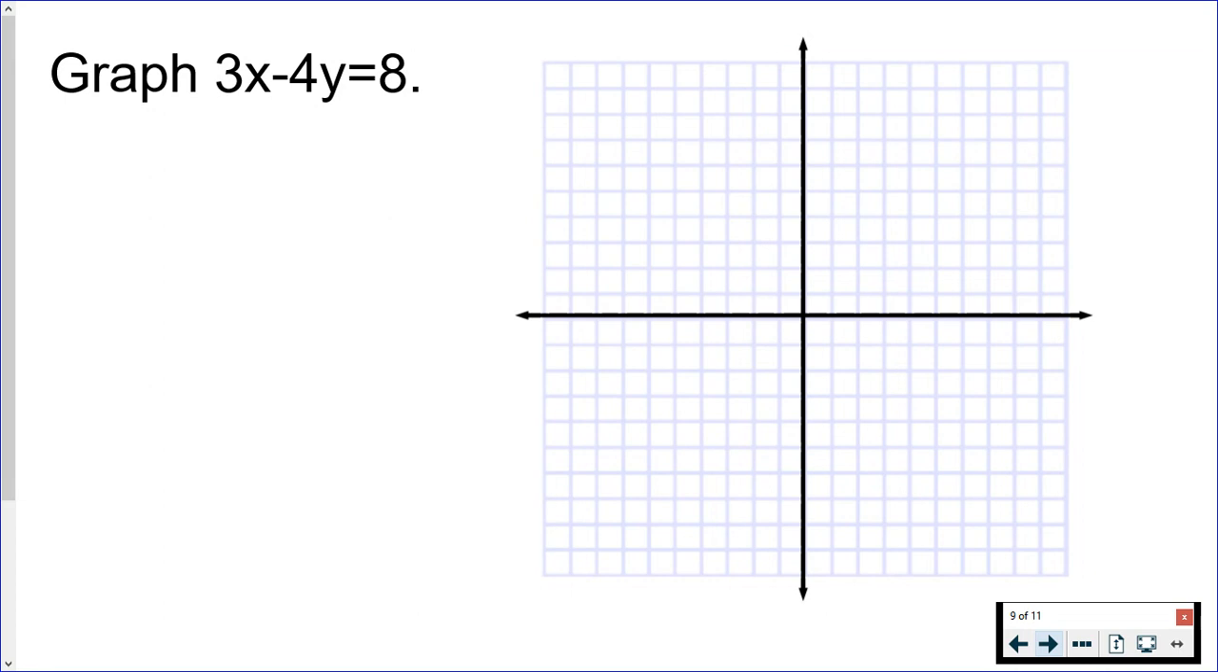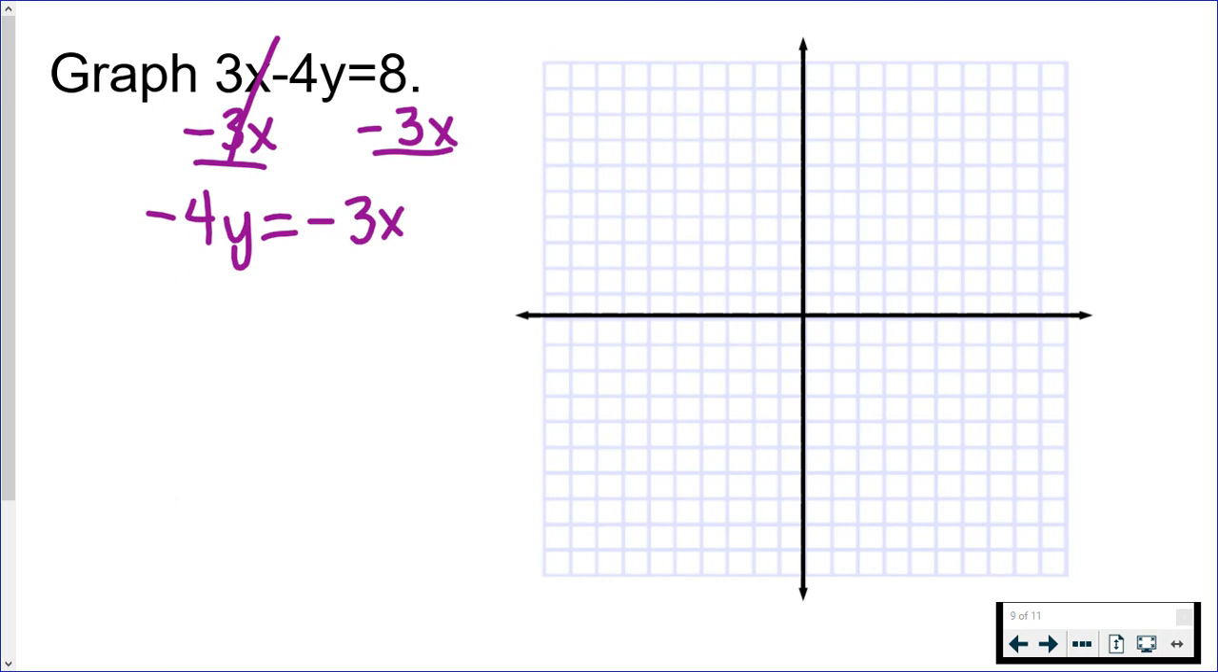So I'm going to start by clearing everything out around the y, or that term containing y. I'll do that by subtracting 3x over to the other side. That leaves me with negative 4y. And I can't take 3x away from 8. I just write negative 3x plus 8. That's the same thing as 8 minus 3x, but we want this to look like slope-intercept form. So I'm going to put the x in front.